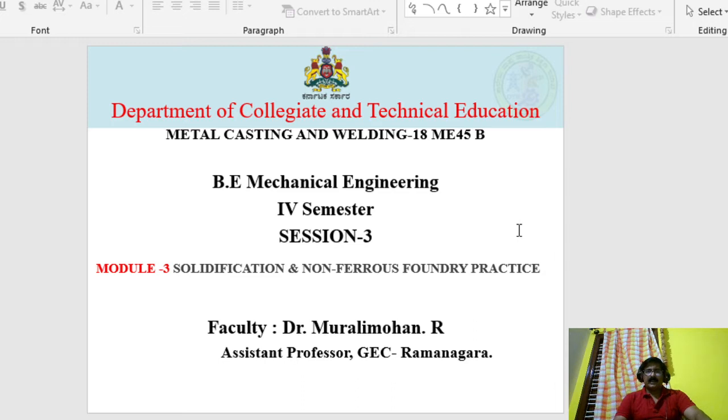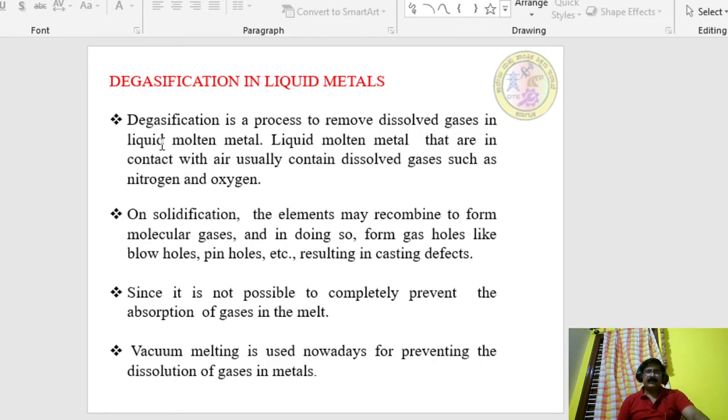Now I'll continue with session 3 of metal casting and welding of module 3. In today's session I am going to discuss degasification in liquid metals. We are well aware that degasification is a process to remove the dissolved gases which are present in the molten liquid metal.